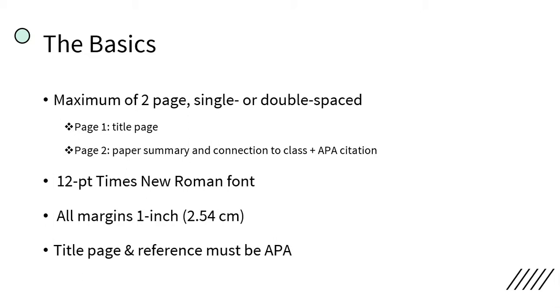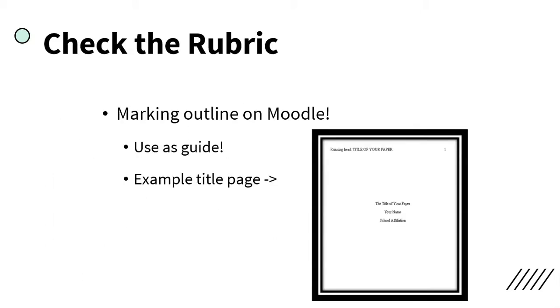You're going to use 12-point Times New Roman font, normal 1-inch margins, and both your title page and references must be APA. And remember to check the rubric, which is posted on Moodle, and use it as a guide. When I say a title page is APA, I want you to use this version of the title page, okay? APA has updated since the beginning of class, so I want you to use this version. Really look at this example and mimic it for your title page. If it's any different than this, that's where you're going to lose points.